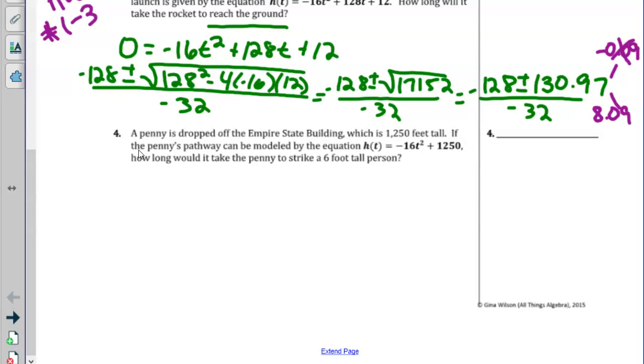The height. So Kayla, what do I do? Or Dylan? Luke? Put 6 in for h. Exactly. So if we were to put 6 in, we get 6 equals negative 16t squared plus 1,250.